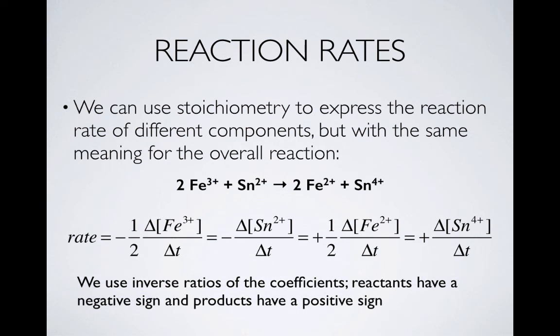And so there again, we use the inverse ratio of the coefficients. Reactants always get a negative sign for their rate. Products will always have a positive sign.